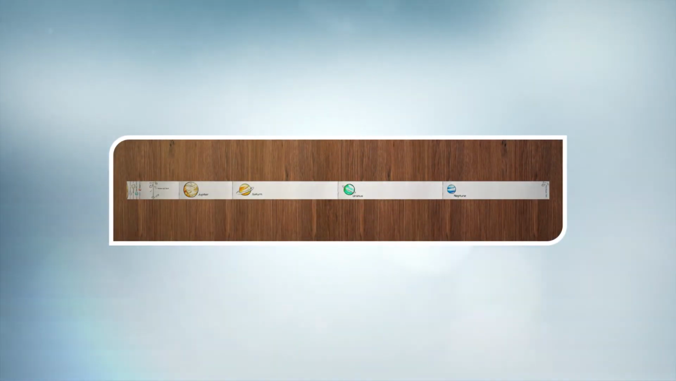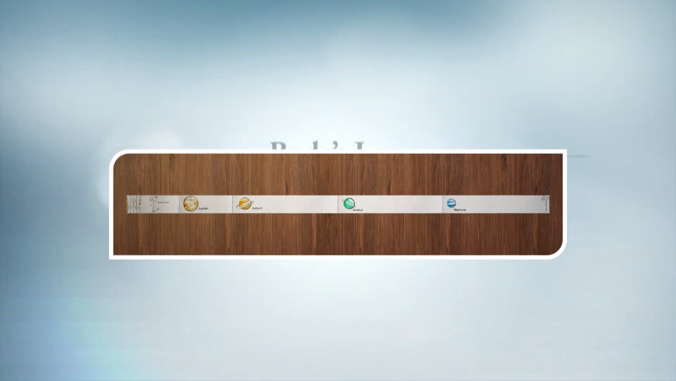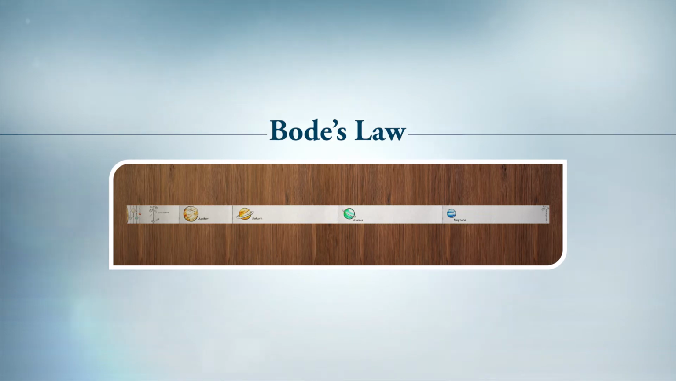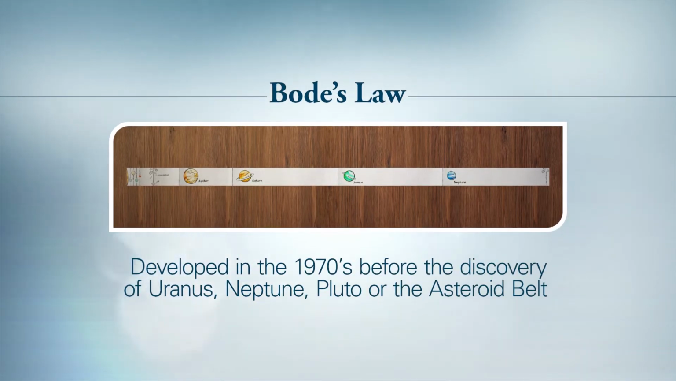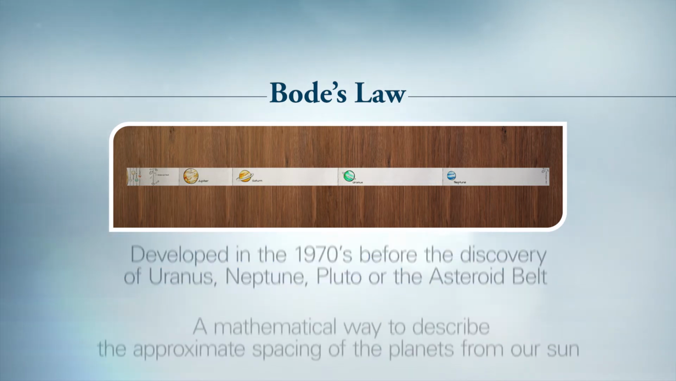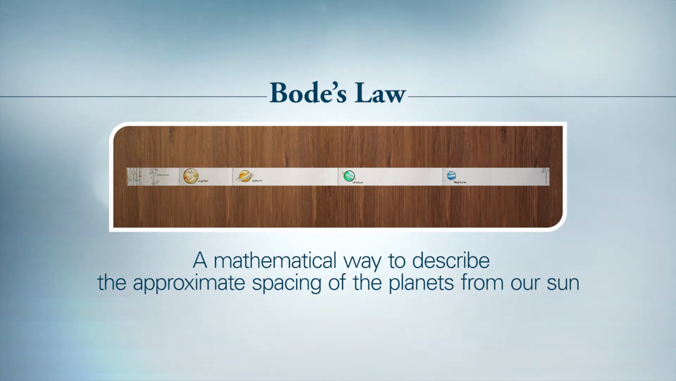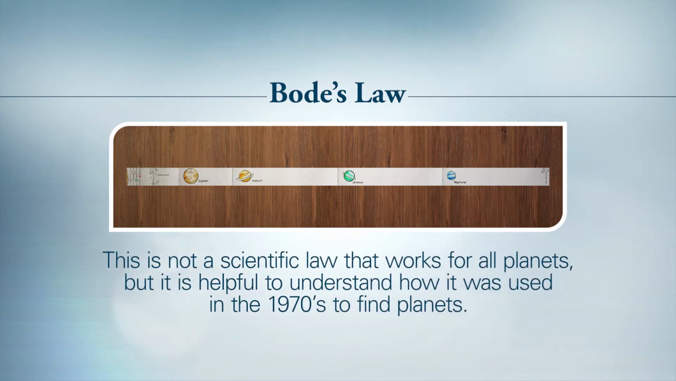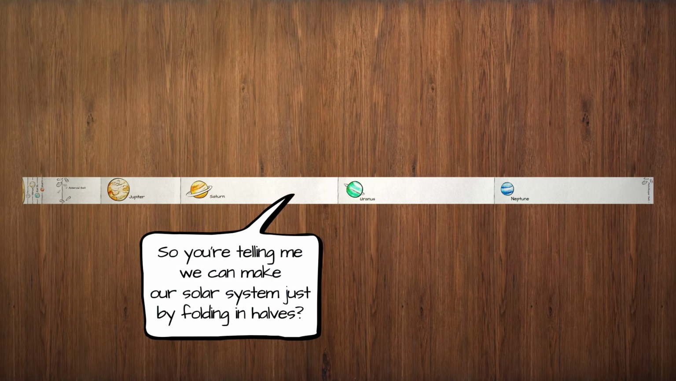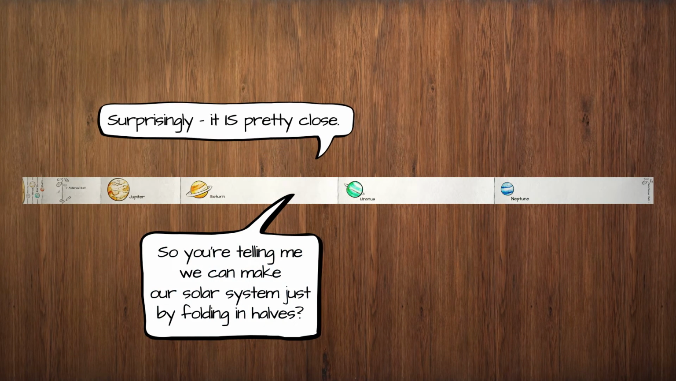So we've created a pocket solar system. And as we did that, we are highlighting Bode's Law. Bode's Law was developed in the 1970s before the discovery of Uranus, Neptune, Pluto, or the asteroid belt. This law is a mathematical way to describe the approximate spacing of the planets from our Sun. It's important to note that it is not a scientific law that works for all planets within our solar system, but it is helpful to understand how back in the 1970s they used this law to help find new planets within our solar system. So you're telling me we can make our solar system just by folding in halves? Surprisingly, it is pretty close.